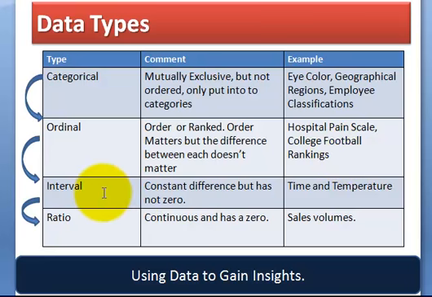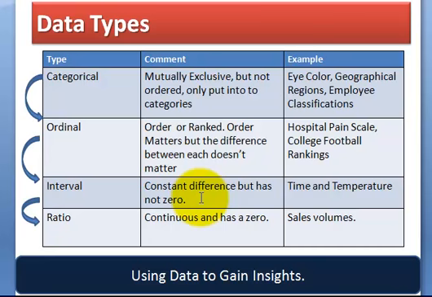Interval data has a constant difference from number to number to number, like time has a constant 1 o'clock to 2 o'clock as an hour, as is 2 o'clock to 3 o'clock. But there's no zero, there's no start time. Temperature works much the same way. Time and temperature are great examples of interval data.